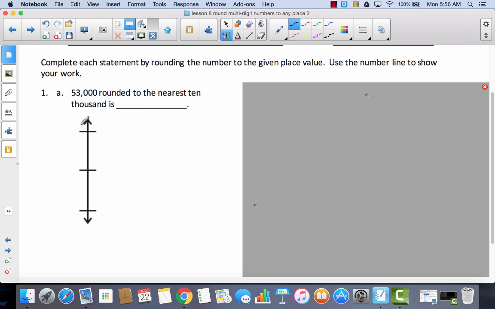And we're going to look at 53,000 and we're going to ask ourselves how many 10,000s are in this number. Well, there are 5 10,000s since we're rounding to the 10,000s place. So 5 10,000s is written like this. What would be one more 10,000? Well, it would be 60,000 or 6 10,000s.